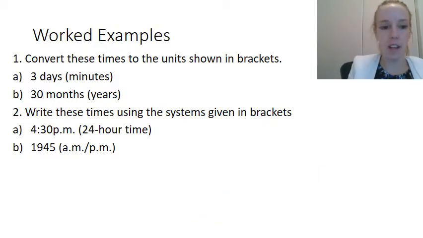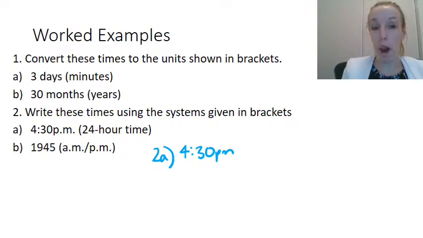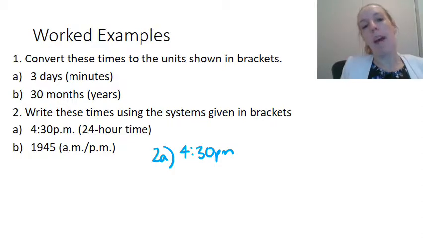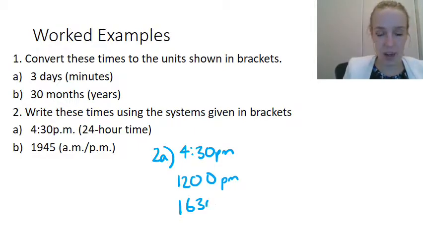Just clear this screen. For 2A, it's asking us to write these times using the systems given in brackets. So we're given 4:30 PM, and it wants us to convert that to 24-hour time. So 4:30 PM, we've got to work out how many hours after midnight that is. So the way I work this out is I just add 12:00 to that number because 12 PM would be midday, and it's 4 hours and 30 minutes after midday. So I would add that together and get 16:30. So my answer would equal 16:30 there. That's not how I'd show my working, but that would be that answer.